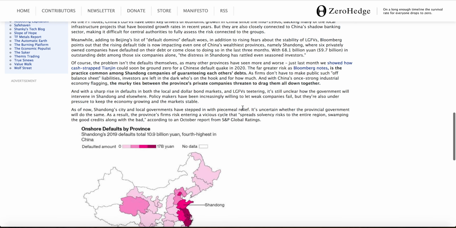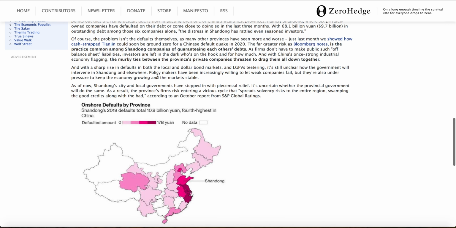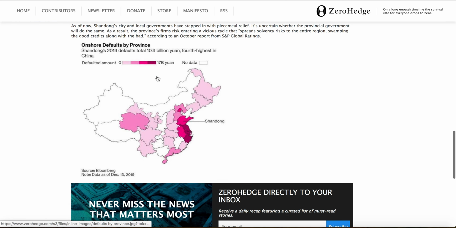And the problem is because those Shandong companies guarantee each other's loans. If the company is healthy, it's fine. But if two or three companies are not healthy financially, and they guarantee one another, that means if one goes down, it drags along the others as well. So this is not good. This is like a chain effect. One falls, the rest will fall as well. And I don't know, this may turn really ugly.